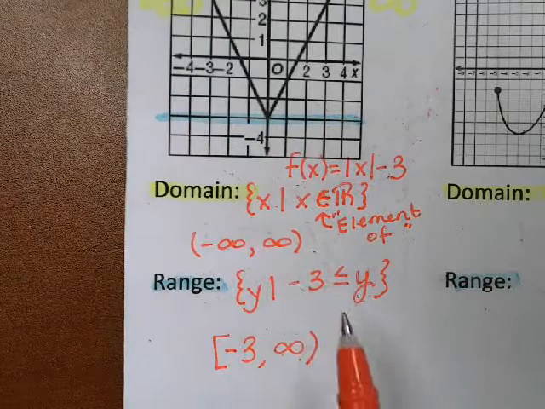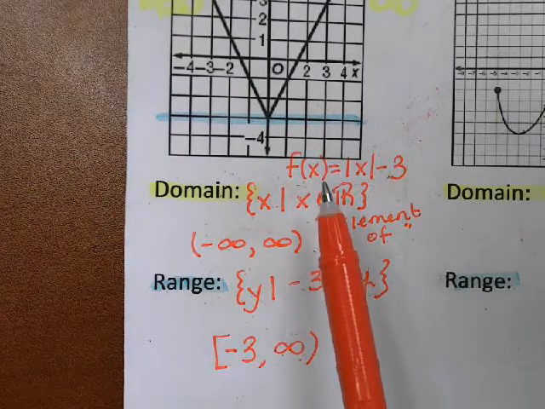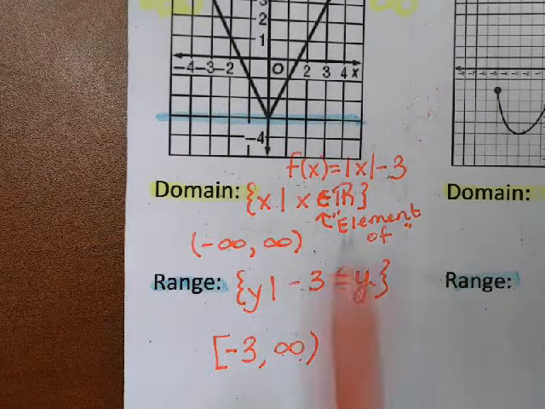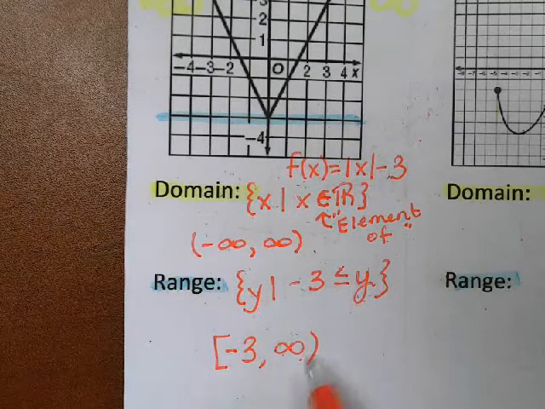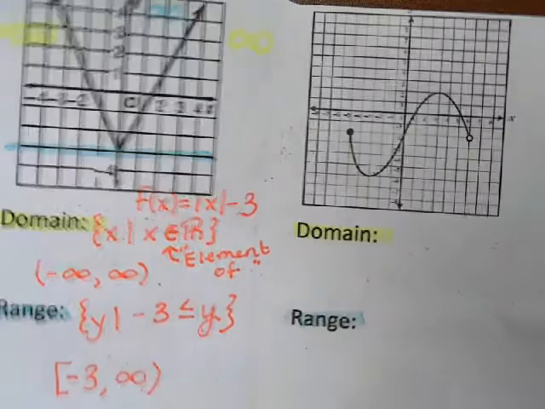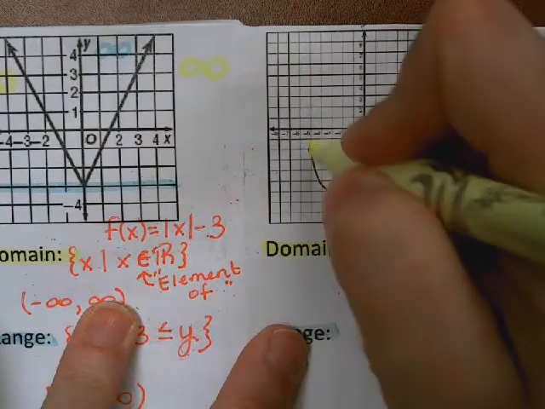Excellent. We always use the parentheses with infinity because infinity is not actually a number. I can't actually plug infinity into this equation. That doesn't make sense. I could plug a big number in, but not infinity. Since infinity is just a placeholder and not a number, I use the parentheses.